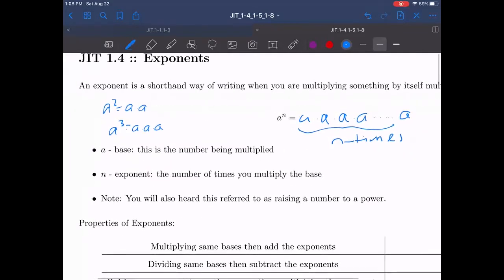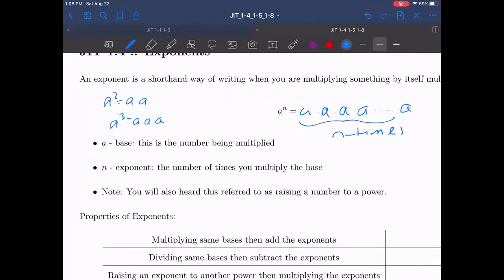All right, so some terminology. When we're dealing with exponents, we call a the base. That is the number that's being multiplied. n is our exponent. That's the number of times we're going to multiply the base. And as I said, you may have also heard this referred to as raising a number to a power.